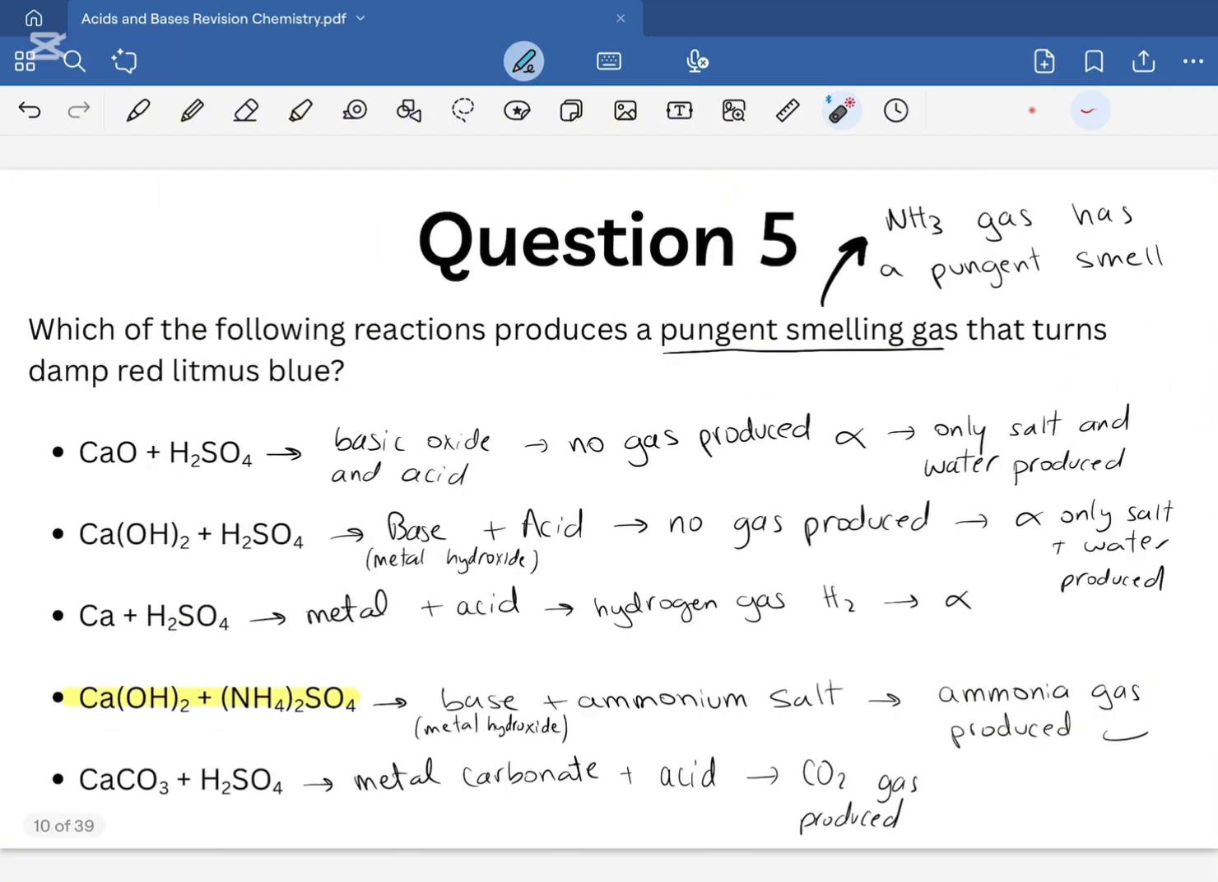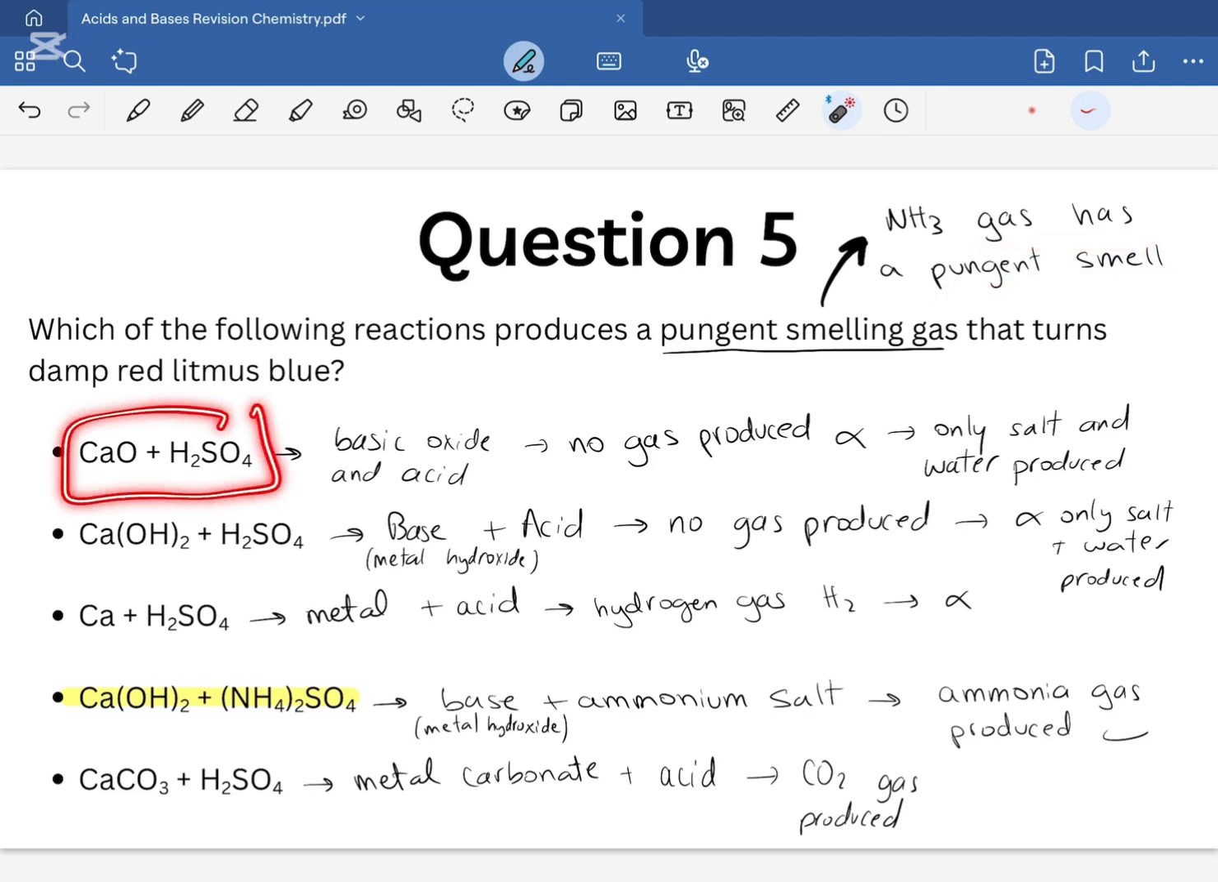Question 5. Which of the following reactions produces a pungent smelling gas that turns damp red litmus blue? So this pungent smelling gas is the NH3 gas. It's called ammonia. And ammonia gas has this pungent smell.